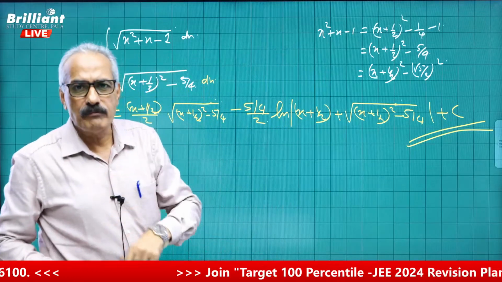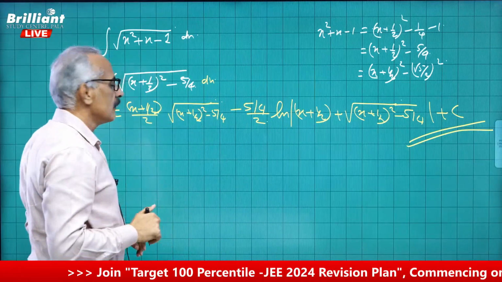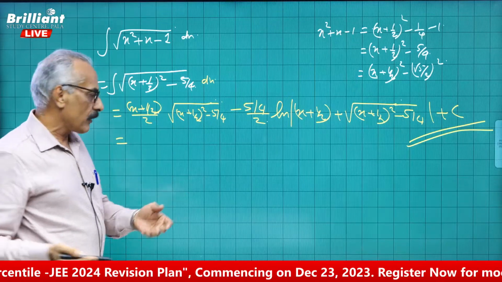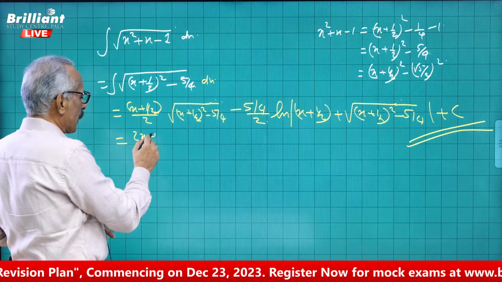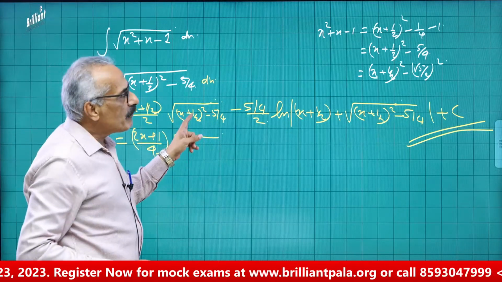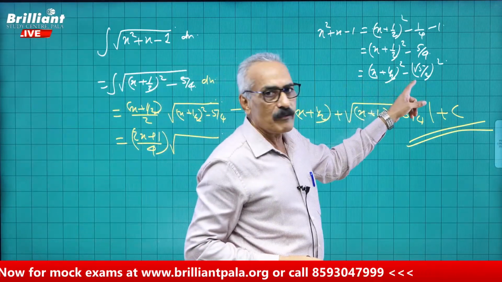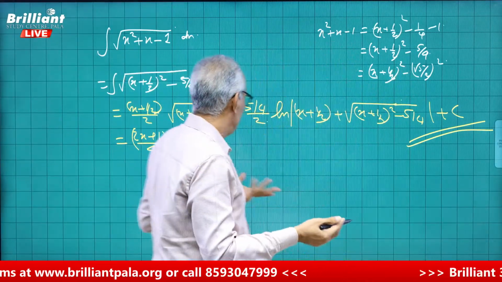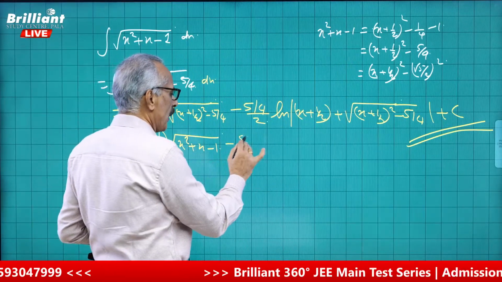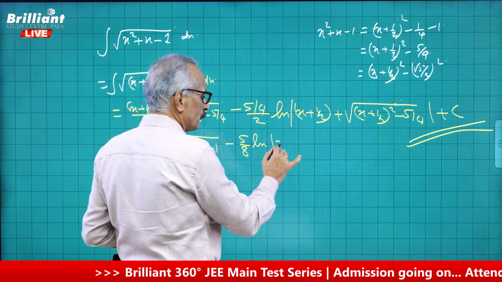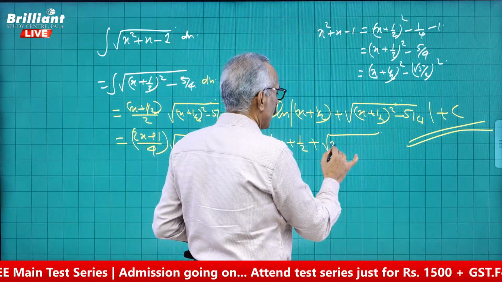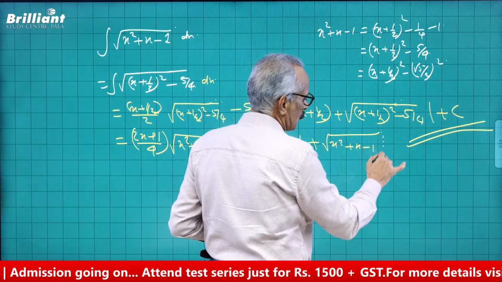Now you count your time, maybe within 10 seconds. This is to be simplified, or if options are there you can write it: 2x plus 1 divided by 4 into root over x square plus x minus 1, minus 5 by 8 into logarithm of x plus 1 by 2 plus root of x square plus x minus 1, plus c. I got this from here.